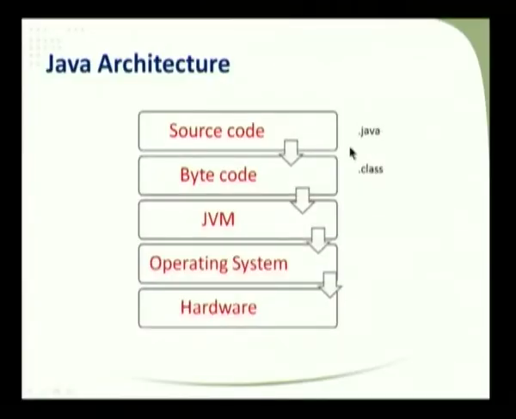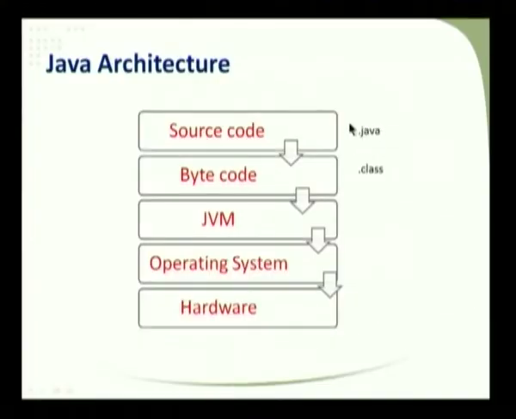Now we look into the Java architecture. Initially, Java source code will have an extension of .java, whereas your bytecode, which is a converted form of your source code, will have a .class extension. Your source code will be compiled and converted into bytecode. Bytecode is an intermediate code format which is platform independent. It is not dependent on any particular platform. Whenever a bytecode is generated, it will be common for whatever the platform may be.